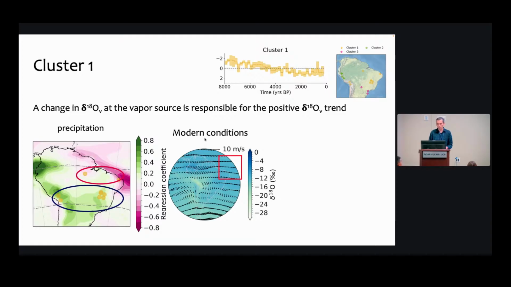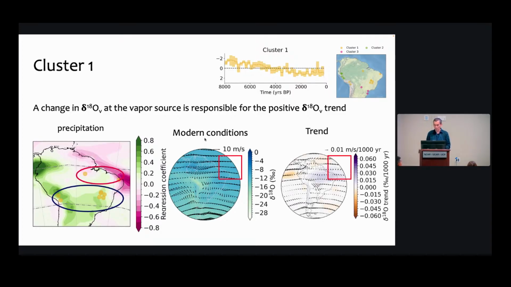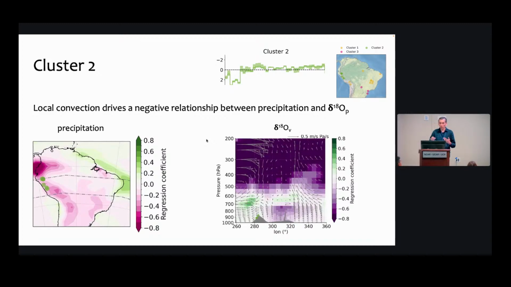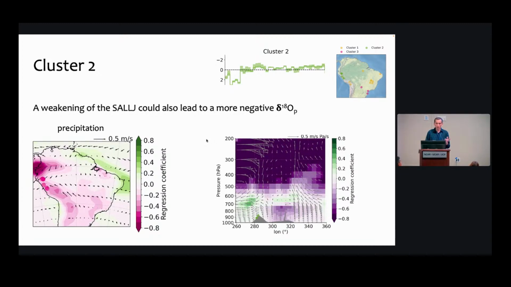This is a modern condition, and when we look at the changes over time, we see that in the isotope space, it's getting more positive over time, which means that the isotope in the vapor source is responsible for making this more positive. And now if we look at cluster 2, we see a more negative relationship between precipitation and isotope, which we can simply think of as a local rainfall effect. And on top of that, since we know that the moisture circulation matters a bit, we find that there's also a relationship with the South American low-level jet, which could drive a more negative precipitation isotope relationship.